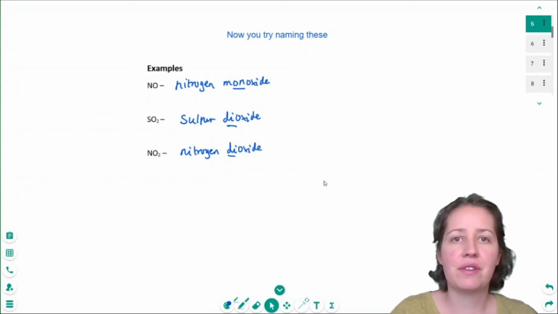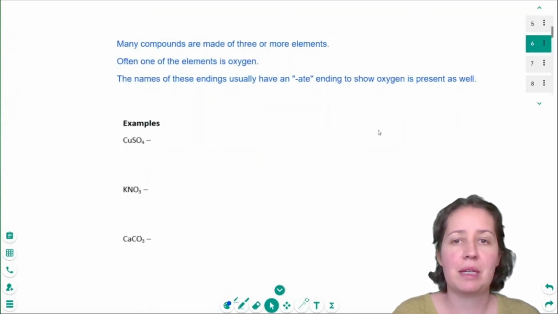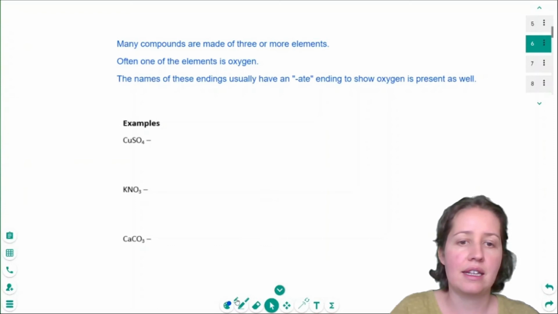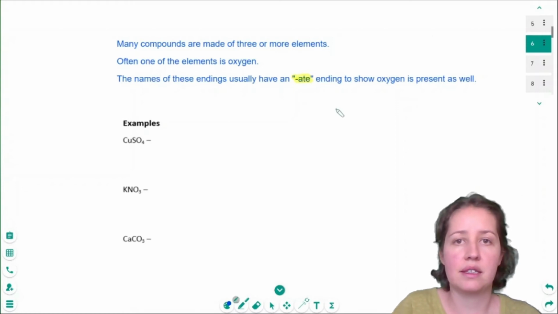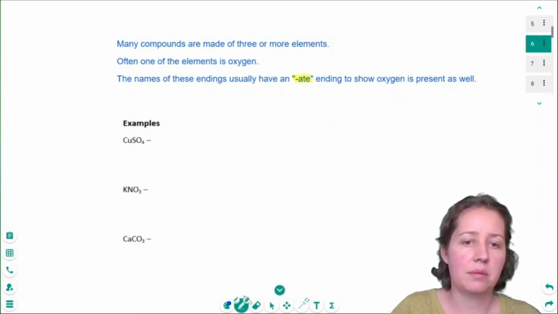Okay, so there you have the variants with 2 elements in the name. Now you have to be able to name examples with 3 elements, where one of those 3 elements is oxygen. And the ending of the second element changes to "-ate" to show that oxygen is present. Let's take a look at some examples.